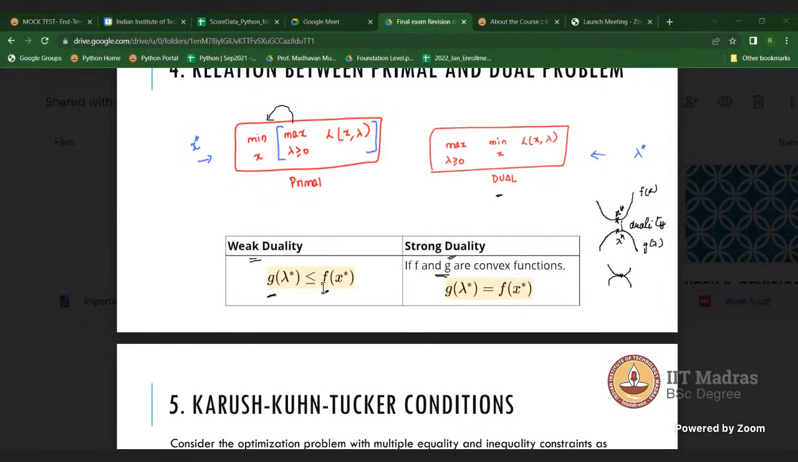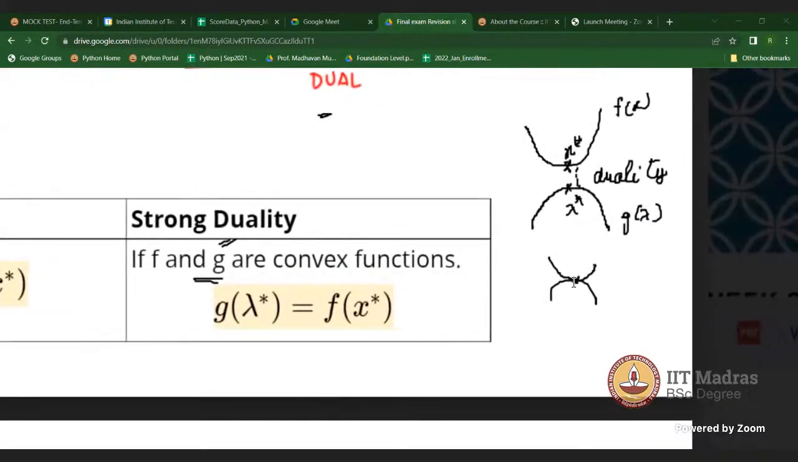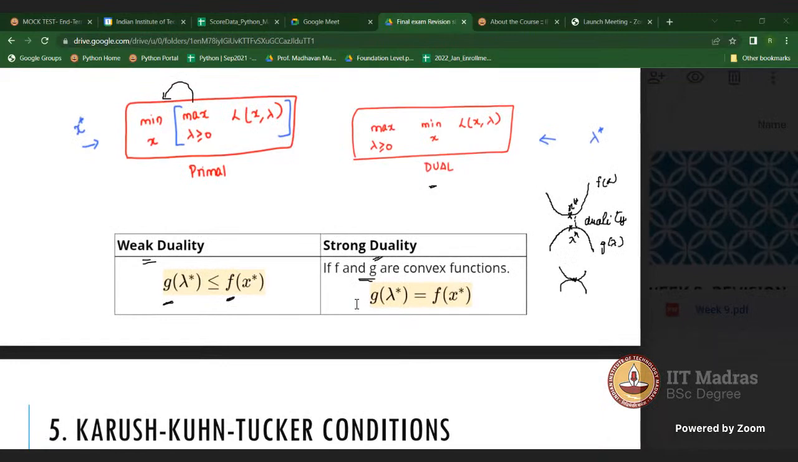Okay, then Sir, pictorially, this is f of x and this is the g of lambda function, and when we have the gap over here, that is the optimal value using the primal and dual. If there is a difference between those two, then that is weak duality. And you can see in the second graph that both of them match. So that is strong duality.